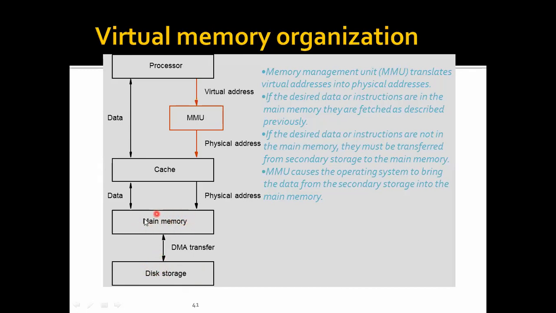The size of the main memory is very high compared to the cache memory. If you consider the speed, then the speed of the cache memory will be high compared to main memory. The speed of the main memory will be high compared to the disk storage. Do you understand? The speed of the processor is very high.